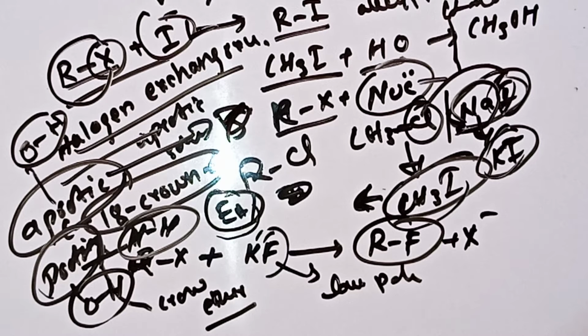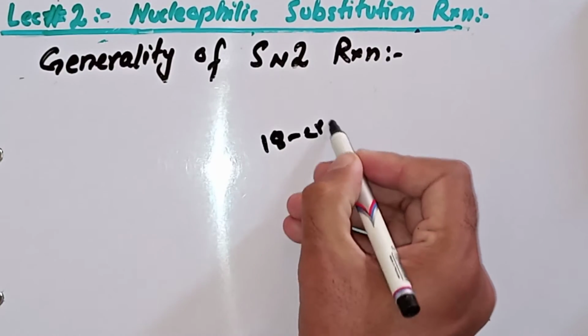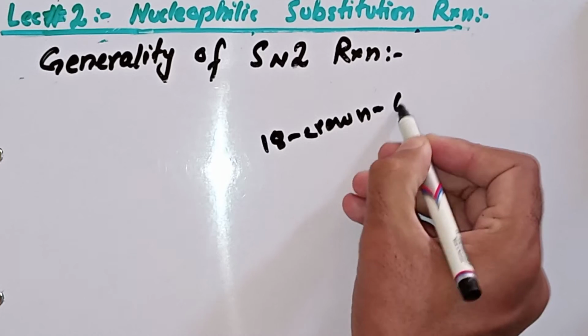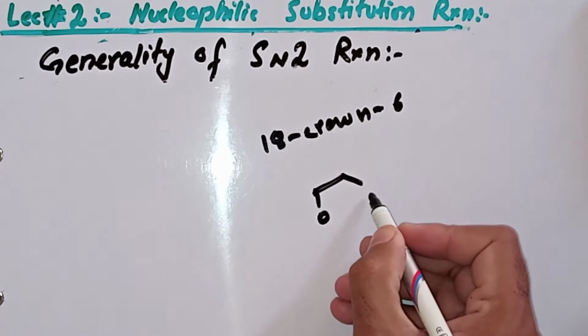Let me show you the 18-crown-6 compound, or crown ether. The structure of 18-crown-6 is like this.